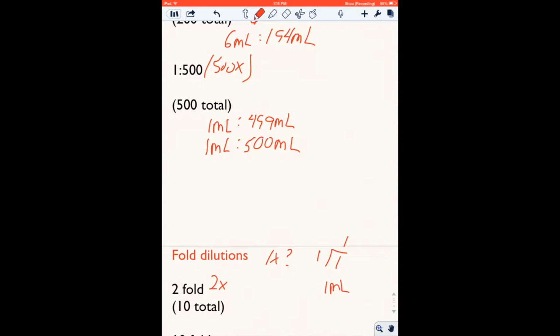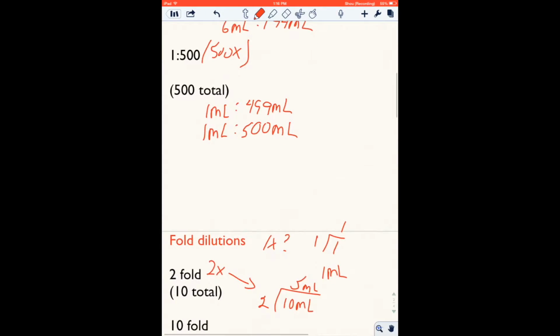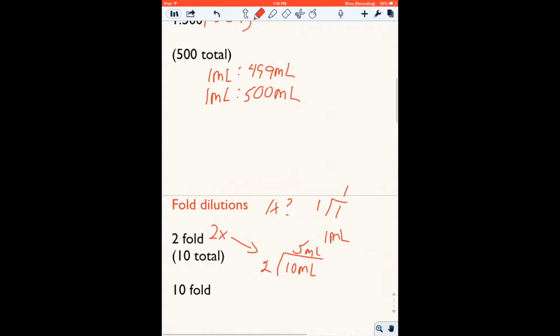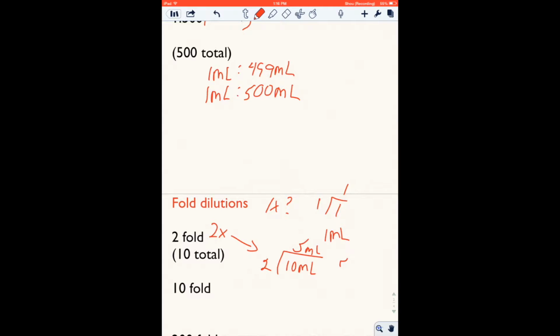So a 2x, in this case, let's say that you had 10 mils total, and you divide by 2, you get 5 mils. So in this case, we have 5 mils of our stock to 5 mils of our solvent. So it just means that you dilute it in half, or by half, depending on how you want to say it. Both conventions are fine.